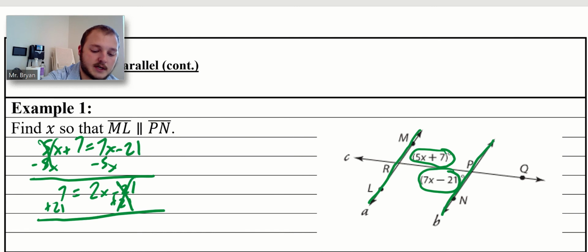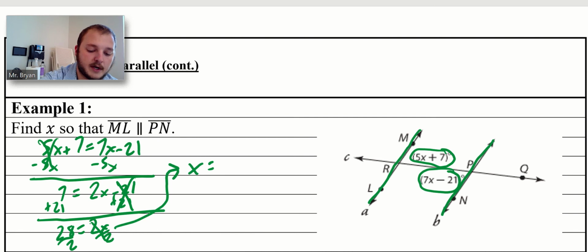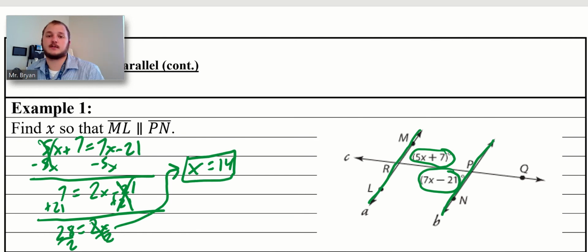When I do that, these cancel. And then I have on the left side 7 plus 21, which is 28. And that equals 2x. And then hopefully we understand our last step here is to divide by that number in front of the variable. I'll bring my answer over here. X is going to equal 28 divided by 2, or just cut in half, which would be 14. And this would be my final answer here.